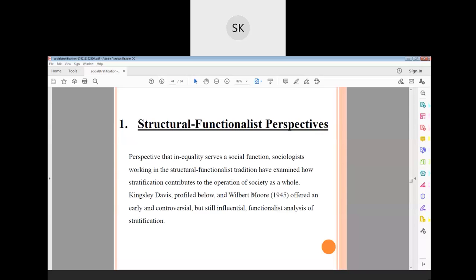Kingsley Davis and Wilbert Moore both offered an early and controversial but still influential functionalist analysis of stratification, because both gave the sources. Kingsley Davis and Wilbert Moore gave some information about stratification, which is often early and controversial, but it is still an influential functionalist analysis of stratification.